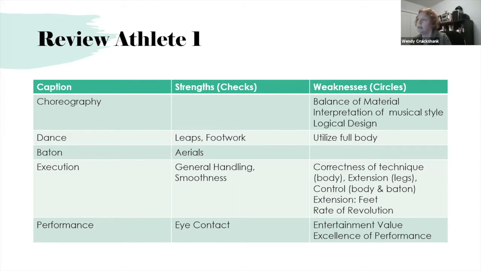Under baton, we gave her strength a check mark to aerials. She definitely had a number of aerials with good baton technique. Not all of them were caught, but she did have a variety. She had good demonstration of vertical and horizontal demand, as well as all three modes. The intricacy of the twirling was the highlight of the routine. So we liked the twirling part of her routine, which is why there are no circles in the baton section.